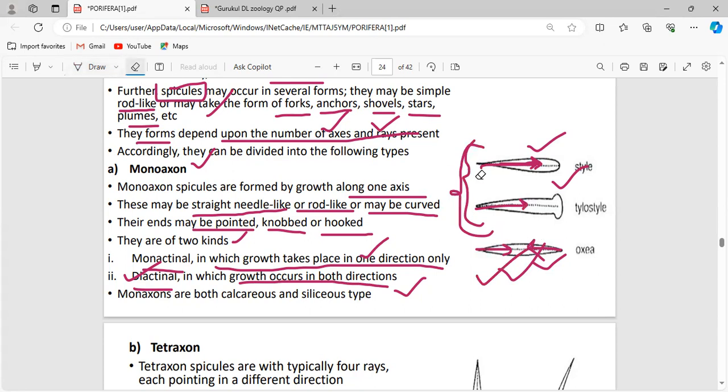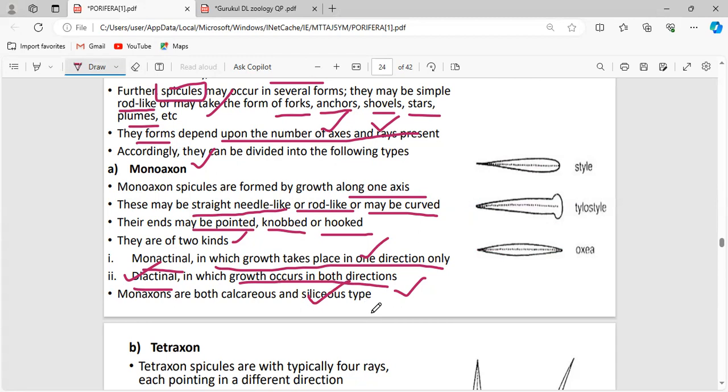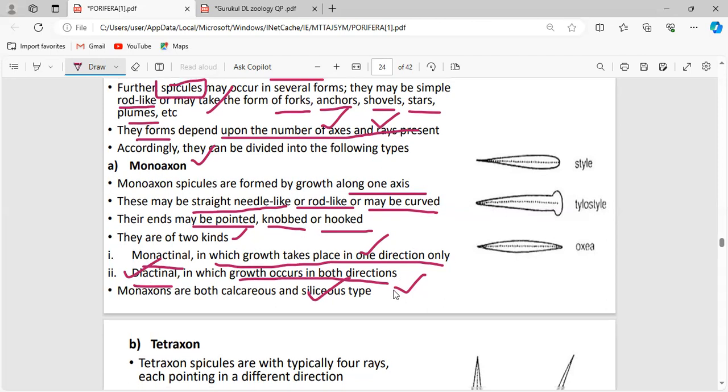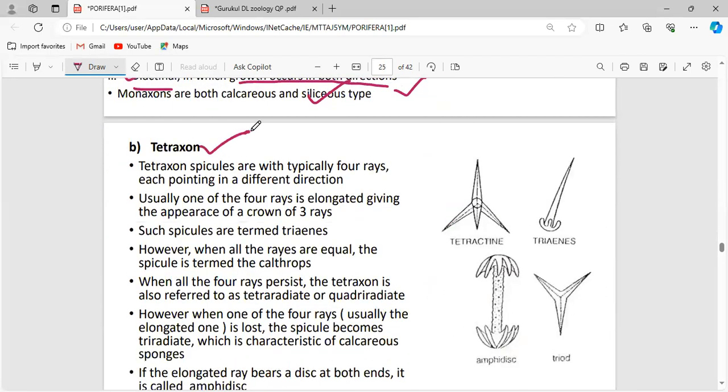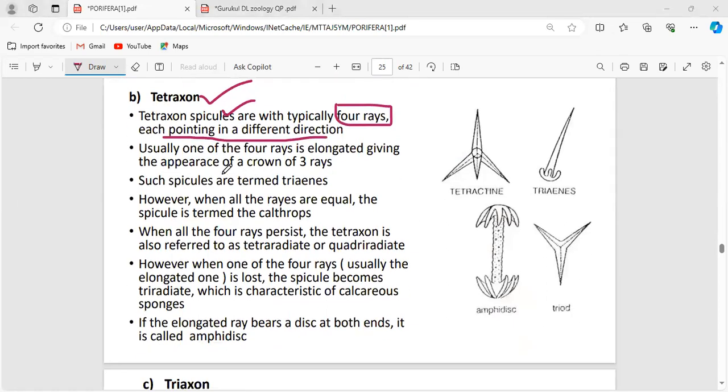One more important point is that monaxons can be made up of either calcium or silicon. So these monaxons are both calcareous and siliceous type. Okay, don't get confused. Next comes the tetraxon. If the spicules have four rays, each pointing in a different direction, then it is said to be tetraxon.